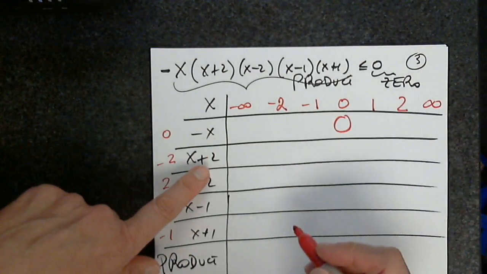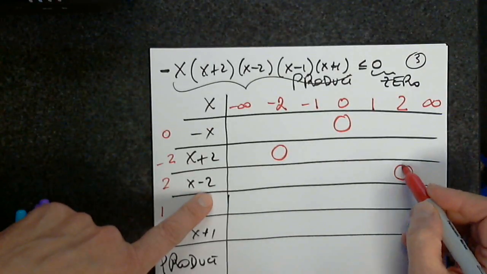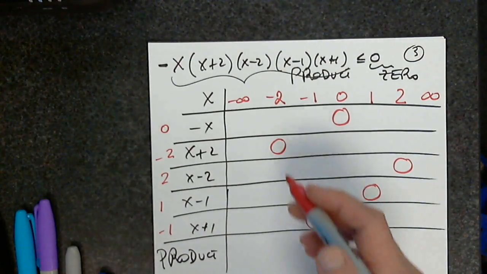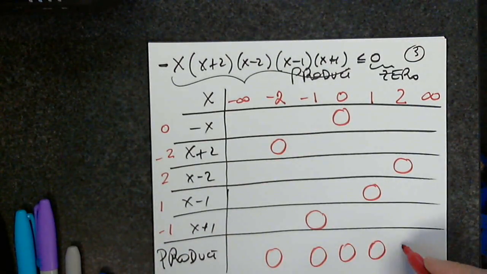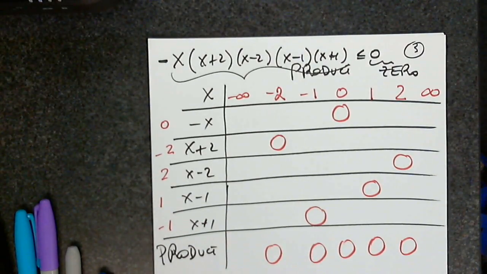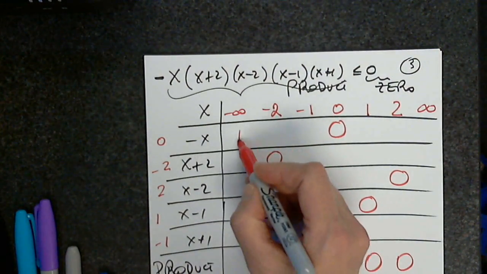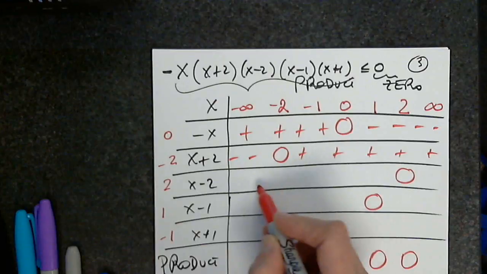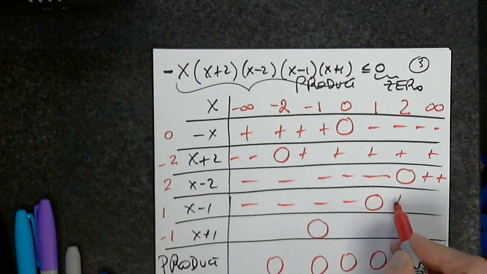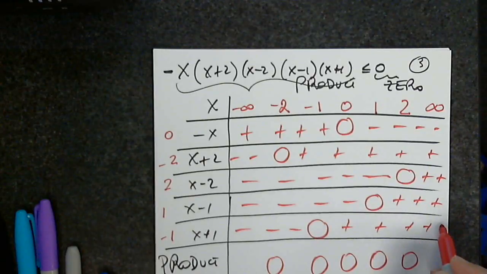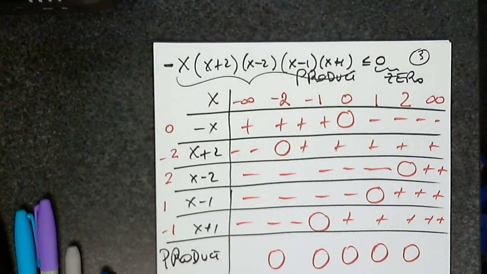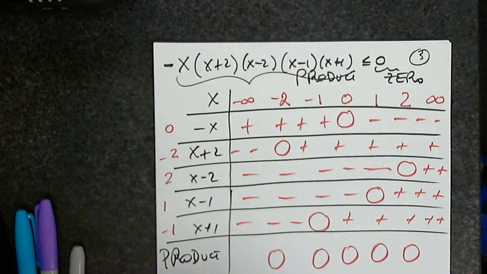This one has a 0 here. This one a 0 here. This one a 0 here. This one a 0 here. And finally, this one has a 0 here. Of course, at all these x values, the product will be 0. This is the only one with a reversed sign. Everything else has the same order of signs. Is this clear? Because they are linear functions, and all of them will look like this, except negative x, it will look like this. So positive, zero, negative. Perfect.